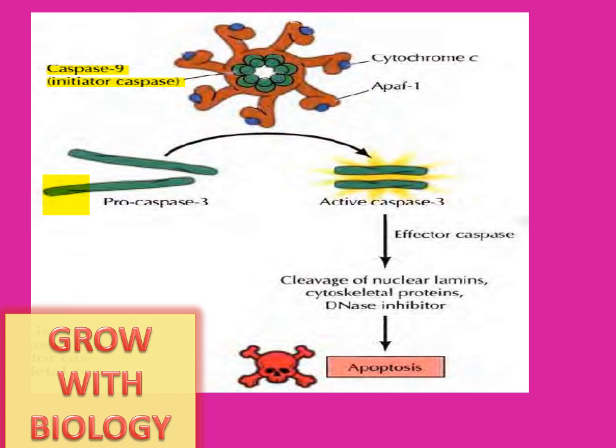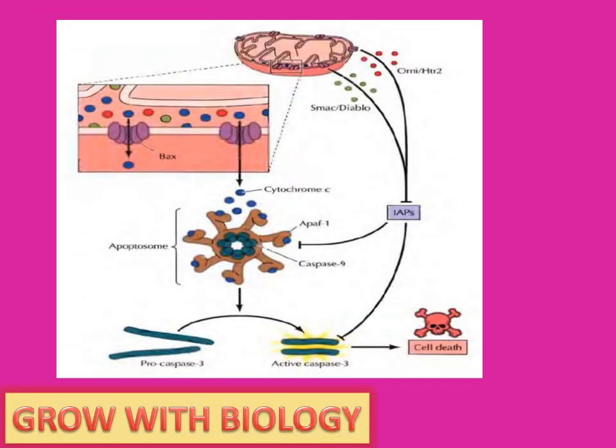Now this caspase 3 is an effector. This caspase 3 will again activate the rest of the effector caspases and result in cleavage of the nuclear lamins, cytoskeleton and DNase inhibitor, resulting in apoptosis. Now the same in much detail.